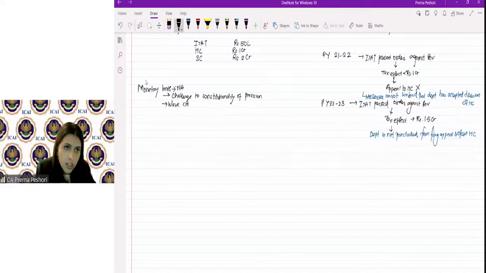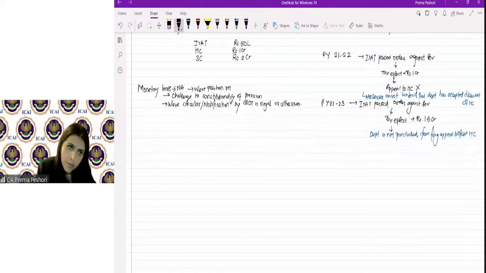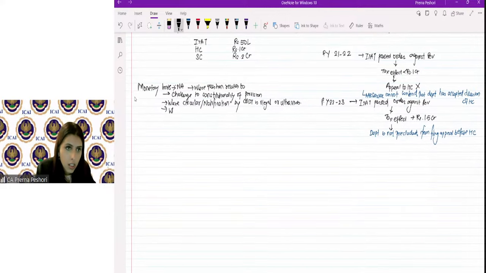Where the circular or notification by the CBDT is illegal or ultra vires. So a question relates to that. Where question relates to these provisions. Where the addition relates to undisclosed foreign income.